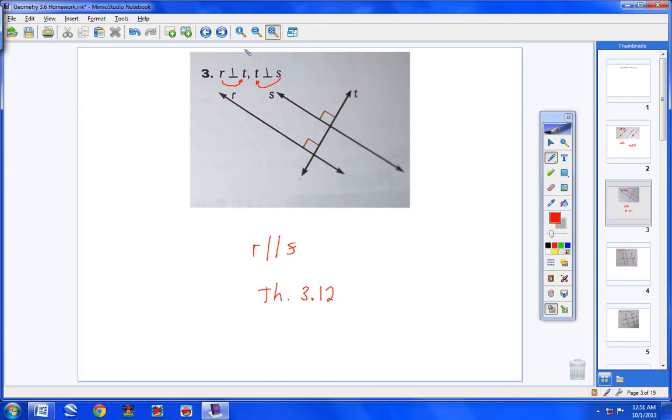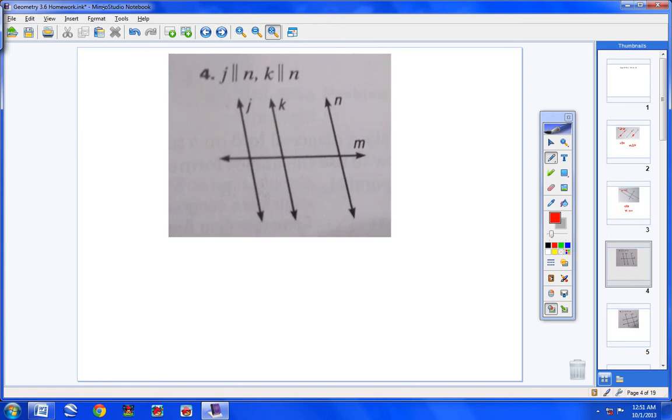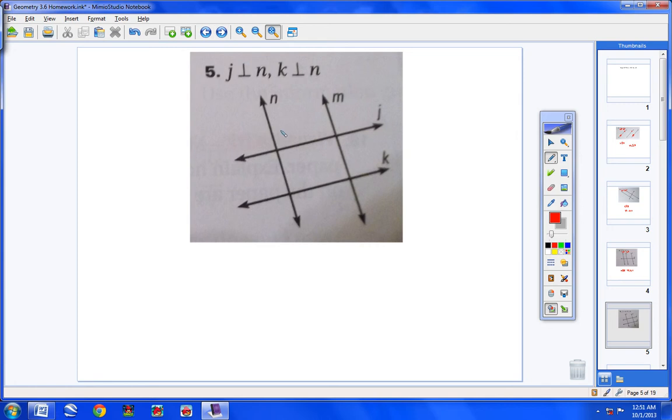Let's take a look now at numbers 4, 5, and 6. The directions for numbers 4, 5, and 6 say, using the given information, state the postulate or theorem that allows you to conclude that J is parallel to K. All right, here we go. Now watch. Please watch this, students. J is parallel to N, and K is parallel to N. So J and K are parallel to the same line, N. Thus I can state J is parallel to K, because they're both parallel to the same line. And that would be theorem 3.11. Look in your notes and you'll see that. Theorem 3.11.